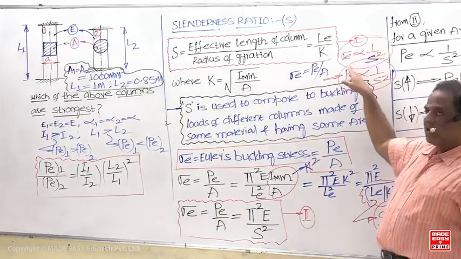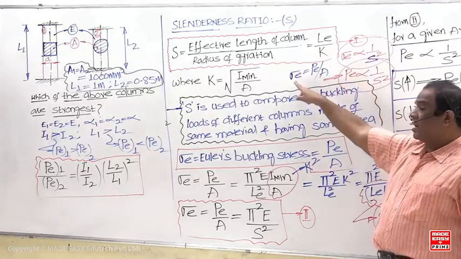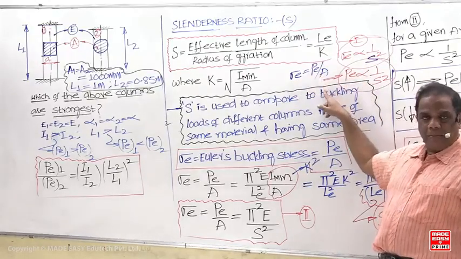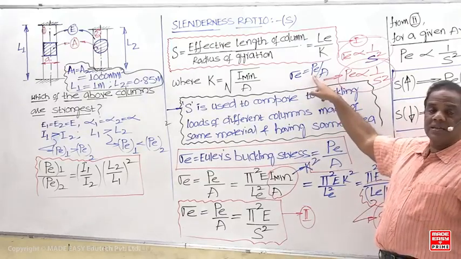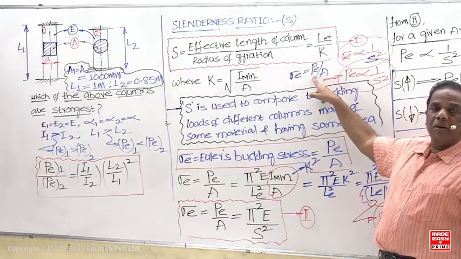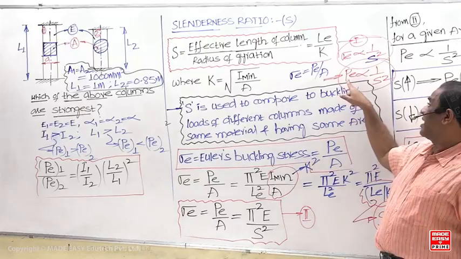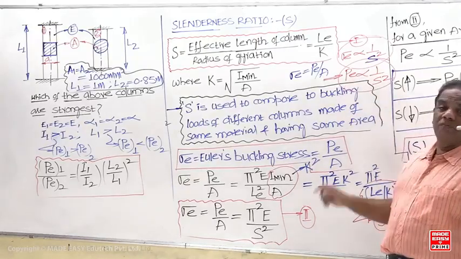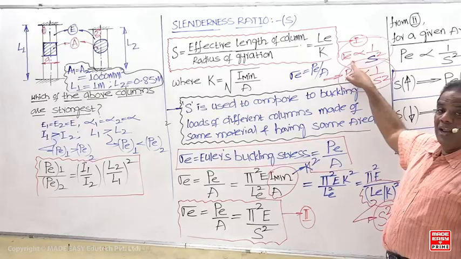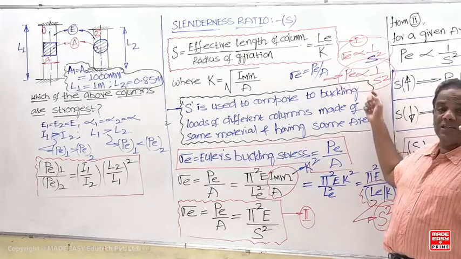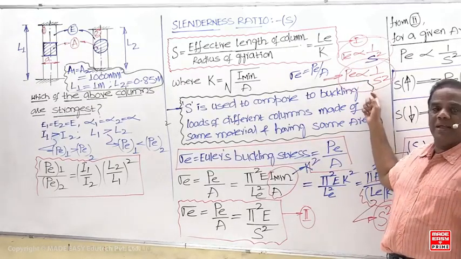This is valid when the material is the same. But buckling stress is equal to buckling load upon area, and we are also assuming the area is the same. Means directly buckling stress is nothing but the buckling load. So buckling load is inversely proportional to S square. This relation is valid only when E is the same, but this relation is valid when area and material are the same.